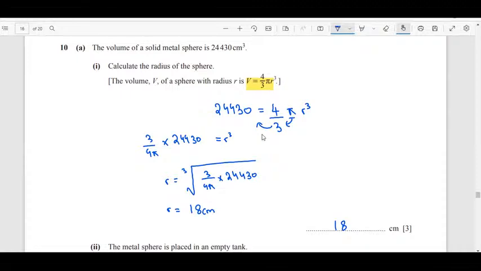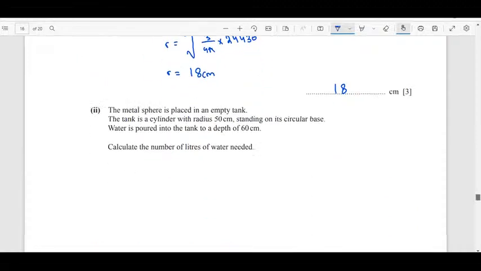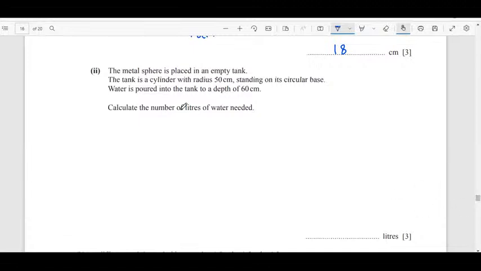So for the second part, now it's important. The understanding is important. Now it says there's a 3-mark question. The metal sphere is placed in an empty tank. The tank is a cylinder with radius 50 centimeters standing on its circular base. Water is poured into the tank to a depth of 60 centimeters. Calculate the number of liters of water needed.